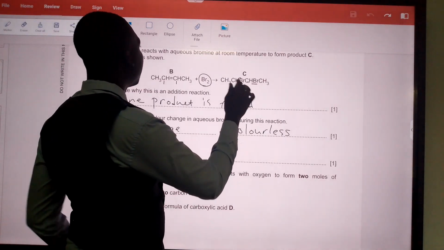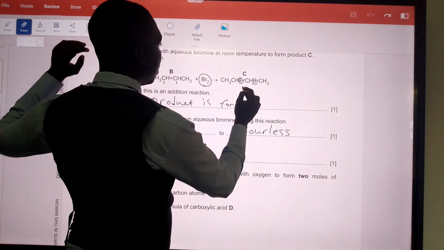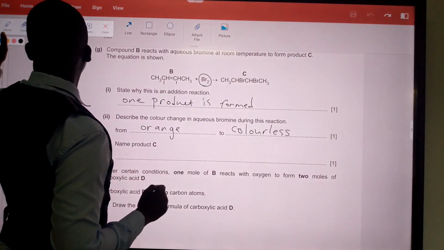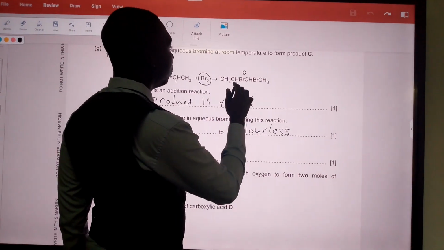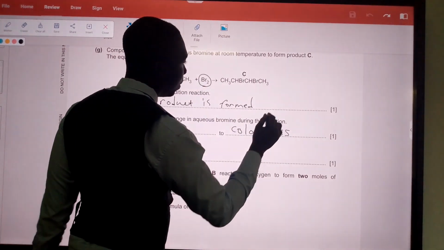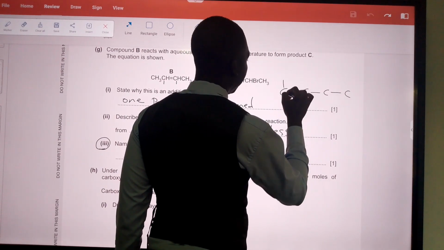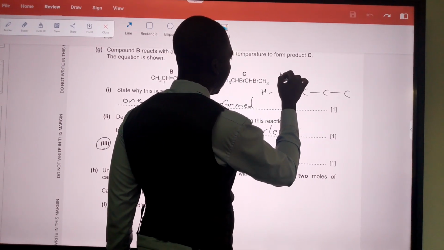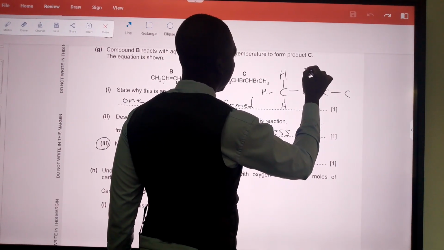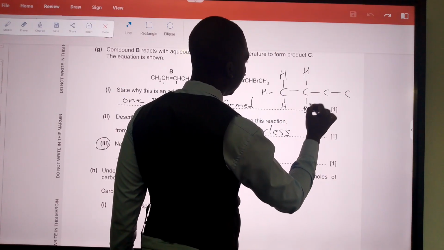Then item 3 says, name product C. So we want to name this product. Maybe we can use the display for us to easily identify or understand what is happening here. So this is how this compound looks.